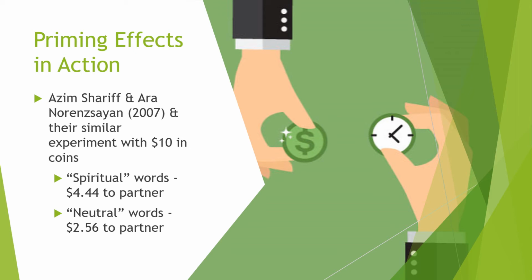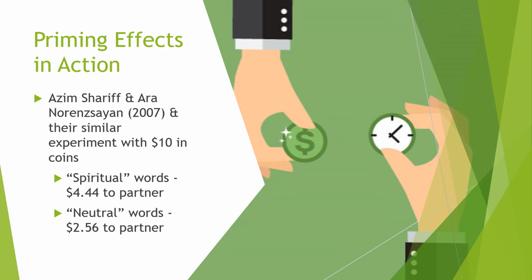What they had people do is either come up with sentences for words like you saw here, what they called spiritual words, or sentences for words that, again, they called neutral. And after they were done with this component of the study, they were told that they were going to be paid for their participation, unbeknownst to them when they signed up for the study, but that the pay was going to be dependent upon how much work people put into the activity.